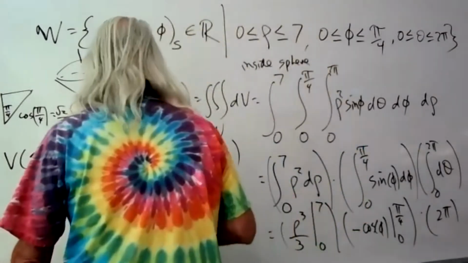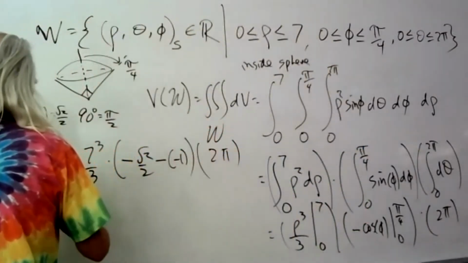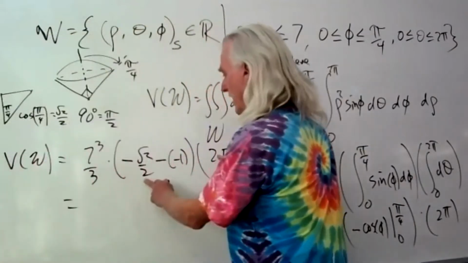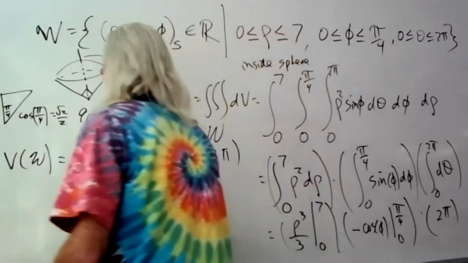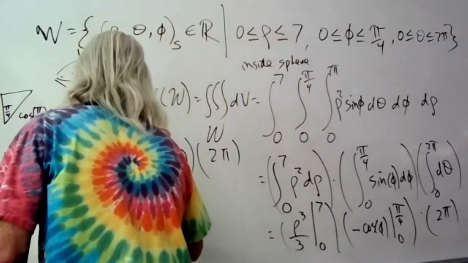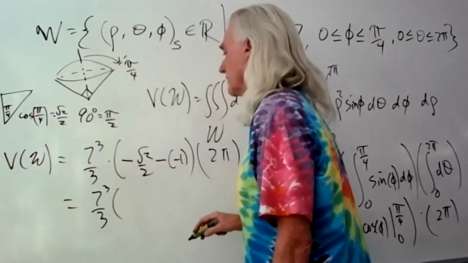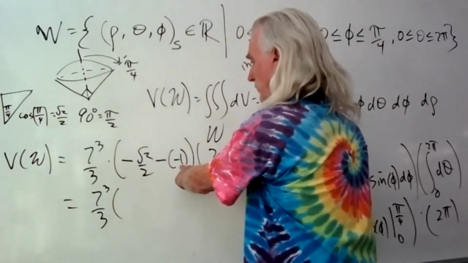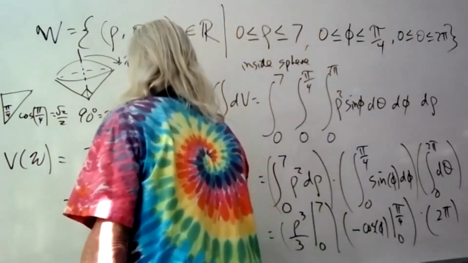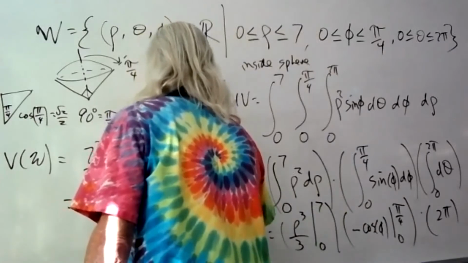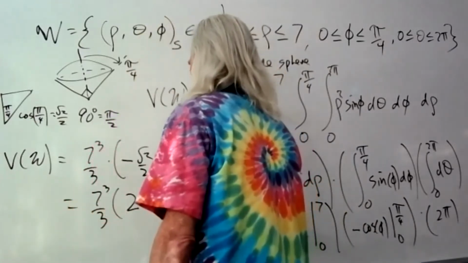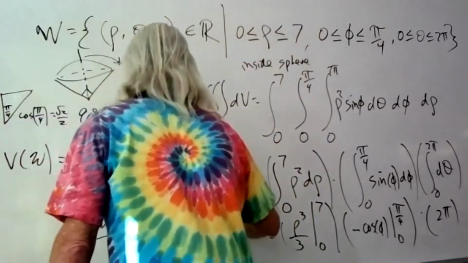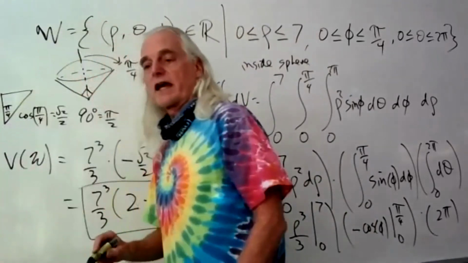Maybe I should multiply that 2 by here and that by here. So this is going to be 7 cubed over 3. Okay, and then I can multiply everything through by 2. It was plus 1, now it's 2 minus square root of 2. And then this pi.